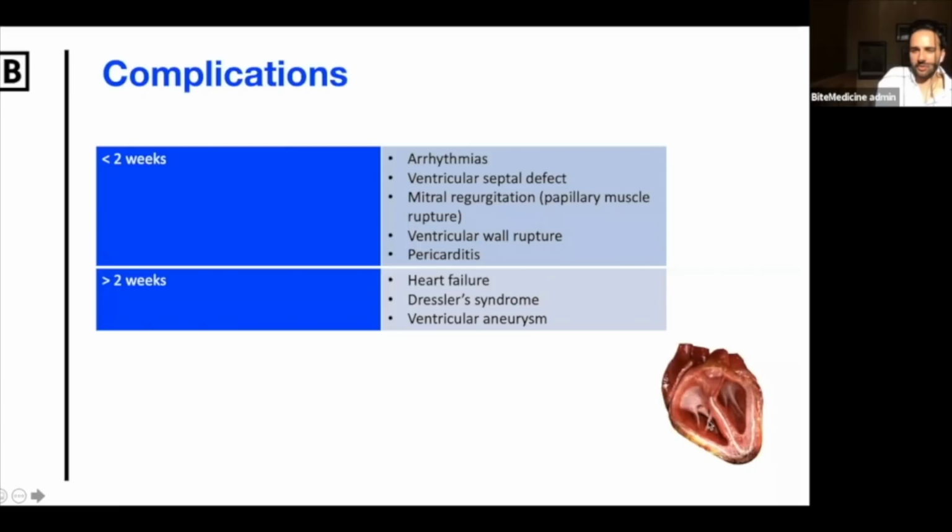Ventricular aneurysms obviously affect the ventricles. And then finally, papillary muscle rupture. You see on the left here, we have the mitral valve. These are your papillary muscles attaching to the ventricles. If you have an infarction, then obviously these become loose and floppy, and then you get mitral regurgitation.